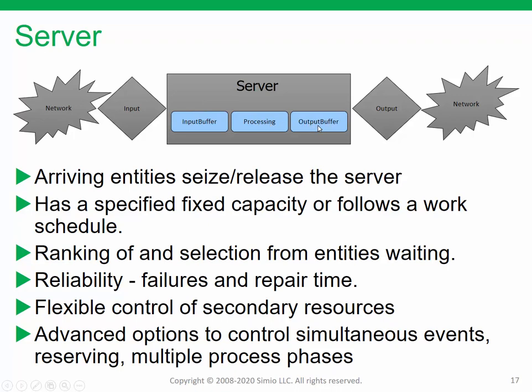Similarly, if the output buffer has capacity 0, then entities will remain at the processing station and will move directly back onto the network. And so in the case where the input buffer capacity is 0, if the processing station is busy, then entities will wait on the network and therefore block entrance into the server object. We'll see examples of this type of behavior later on in the course. The server processing can either have a fixed capacity or can operate on a schedule, so a work schedule.